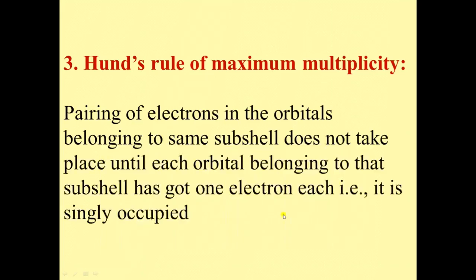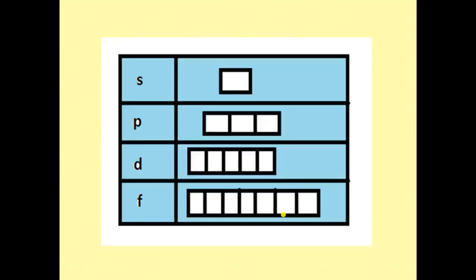Now the next rule is Hund's rule of maximum multiplicity. According to this, pairing of electrons in the orbitals belonging to the same subshell does not take place until each orbital belonging to that subshell has got 1 electron each. That is, it is singly occupied. So when we fill electrons in orbitals, first we will fill each orbital with 1 electron. Only after that will pairing take place. In the s subshell only one orbital is there, so first we will fill 1 electron, after that pairing will take place.